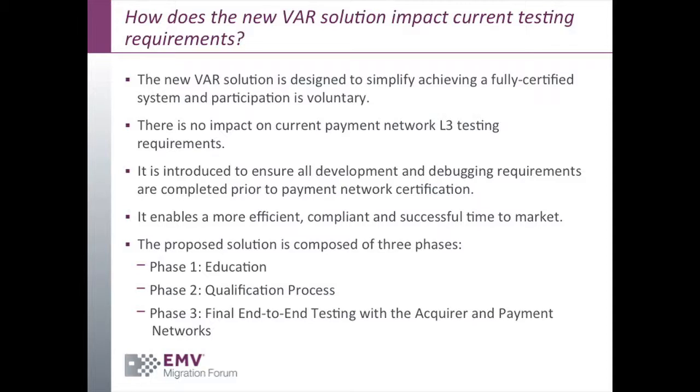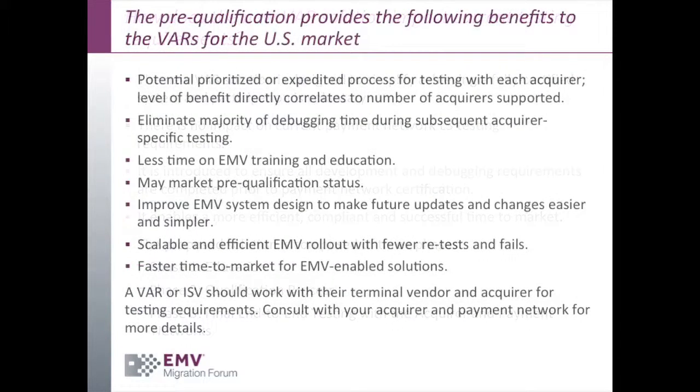The proposed solution comprises 3 phases. Phase 1 is education, Phase 2 is a qualification process, and Phase 3 is the final end-to-end testing with the acquirer and payment networks. These phases are part of a pre-qualification phase, which brings some of the following benefits to VARS for the US market. Benefits for completing pre-qualification may include prioritized or expedited process for testing with each acquirer. Level of benefit directly correlates to the number of acquirers supported.